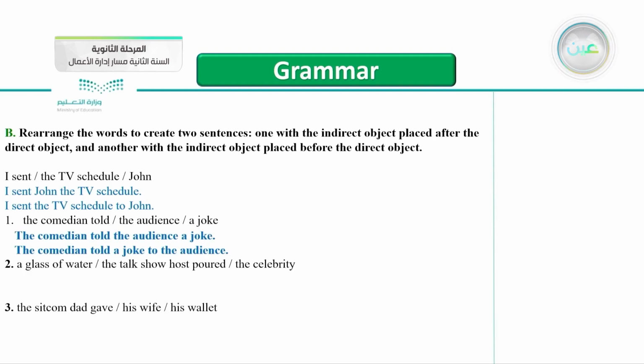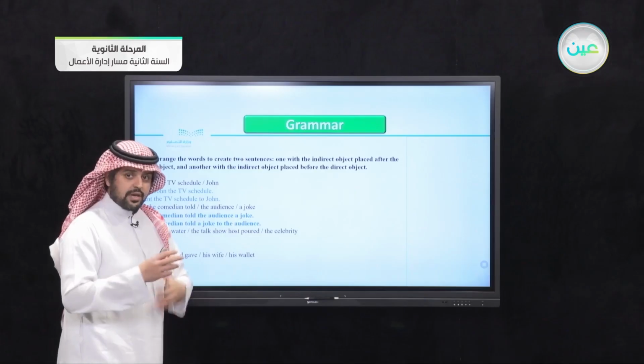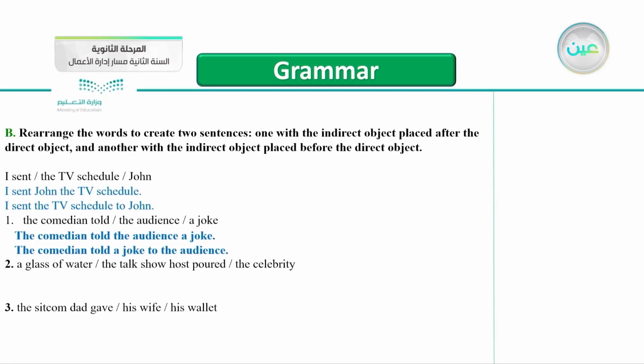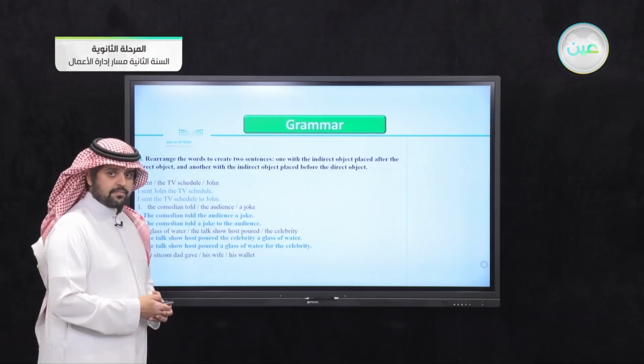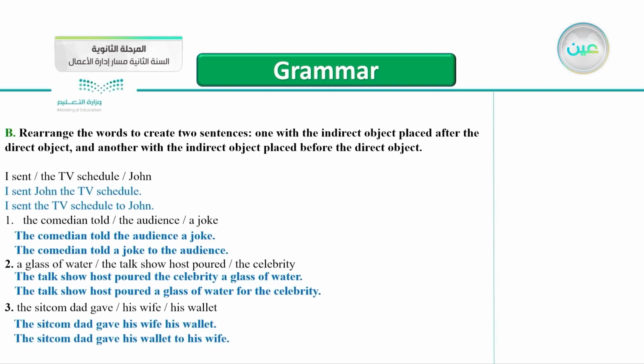Excellent. A glass of water, the talk show host poured the celebrity. So now you got the hang of it. Can you continue? Yes, that's correct. The talk show host poured the celebrity a glass of water. The talk show host poured a glass of water for the celebrity as a gesture, as a help to him. Number 3, the sitcom dad gave his wife his wallet. So, yes, the sitcom dad gave his wife his wallet. The sitcom dad gave his wallet to his wife. So now we know that his wife here is the indirect object.